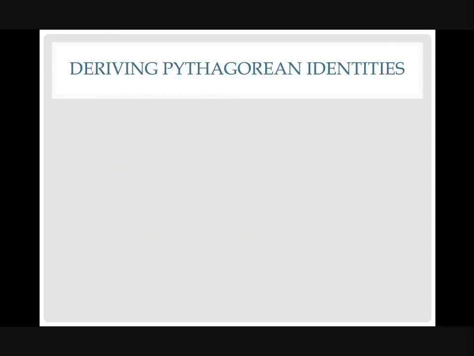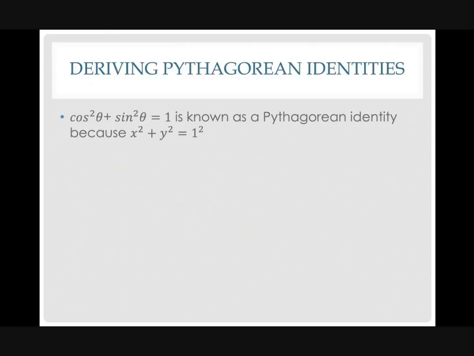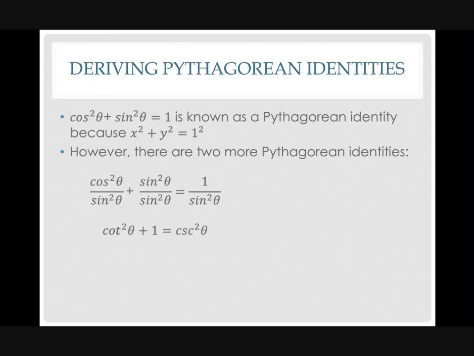So, deriving the Pythagorean identities. Cosine squared theta plus sine squared theta is equal to x squared plus y squared is equal to 1 squared. It's a Pythagorean identity. However, there are two others, and we're going to do the derivations now. So the first: notice if we divide everything here by sine squared theta, we still have equality. So cosine squared theta divided by sine squared theta is cotangent squared theta. Sine squared theta divided by sine squared theta is equal to 1. And 1 over sine squared theta is equal to cosecant squared theta.